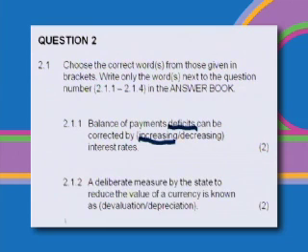Then 2.1.2, a deliberate measure by the state to reduce the value of a currency is known as, and our options are devaluation or depreciation. Depreciation can only happen with current and fixed assets, and those that do accounting will know that an asset will depreciate over a period of time. So the more time you have the ownership of the asset, the more the asset will depreciate. And there are a few assets that appreciate, like property. Property will appreciate. You may find that you bought the house for R1 million, but when you sell the house, it's worth more than R1 million. So that's called the appreciation.